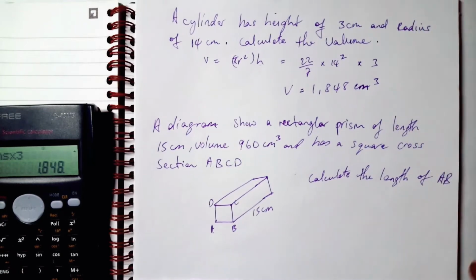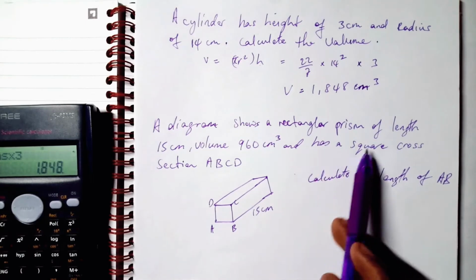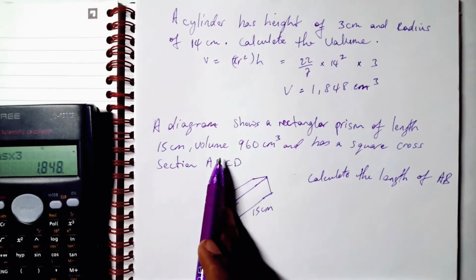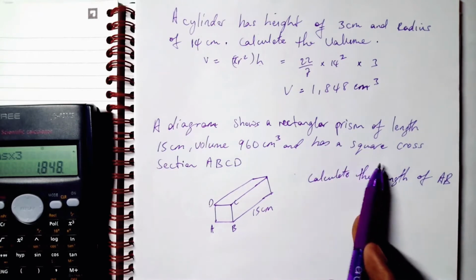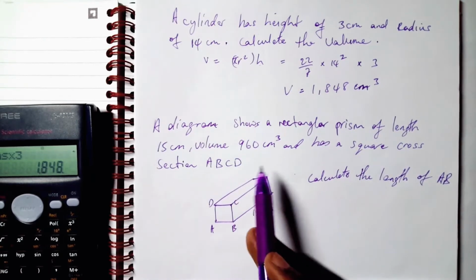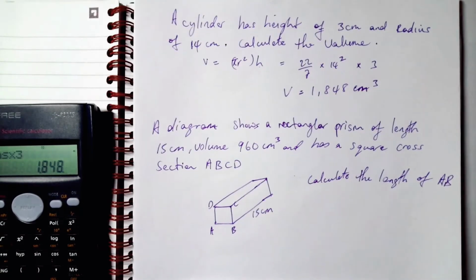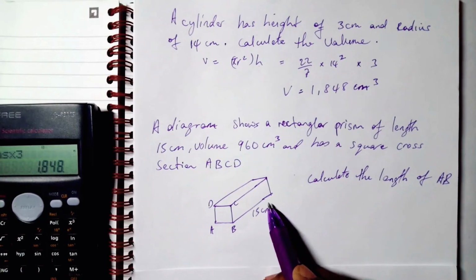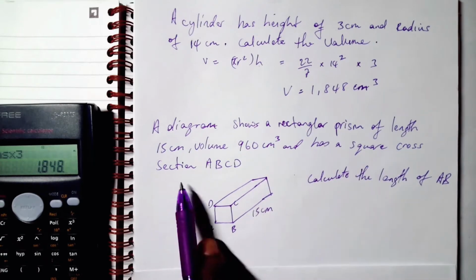Alright, so a diagram shows a rectangular prism of length 15 centimeters, volume 960 centimeters cubed, and has a square cross section ABCD. Alright, let's read it again. A diagram shows a rectangular prism of length 15 centimeters, volume 960 centimeters cubed, and has a square cross section.